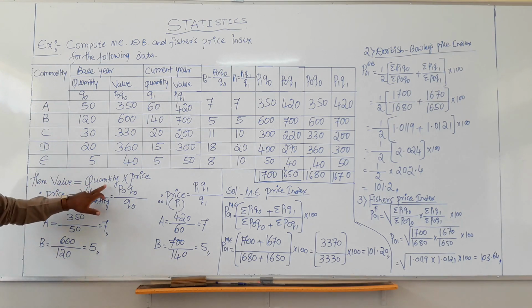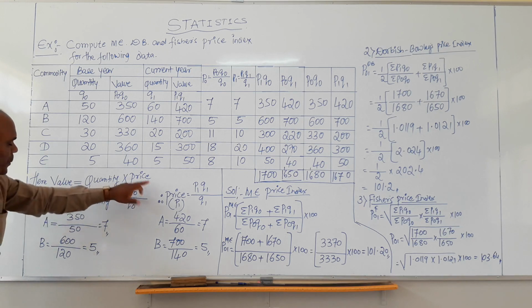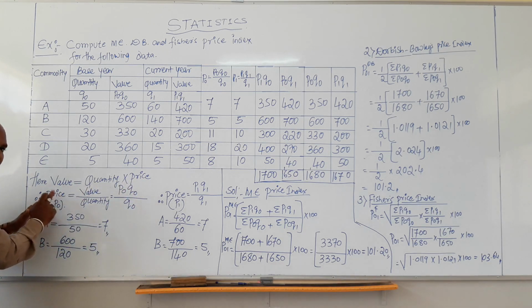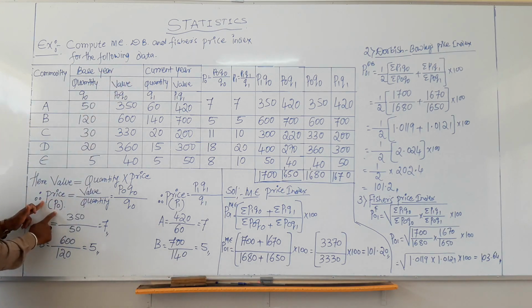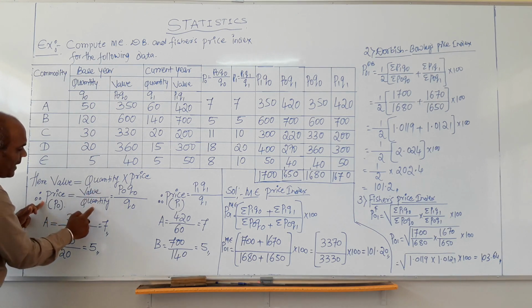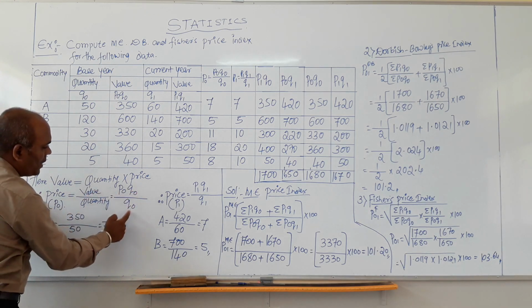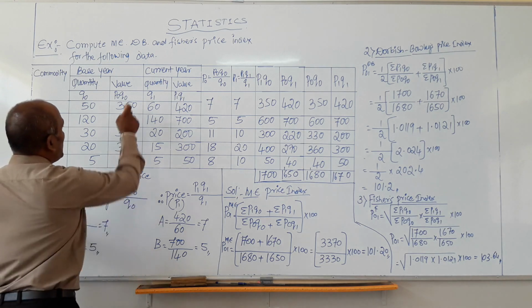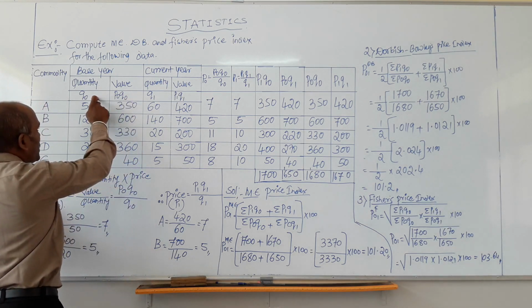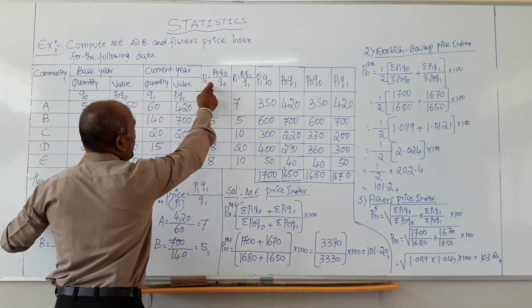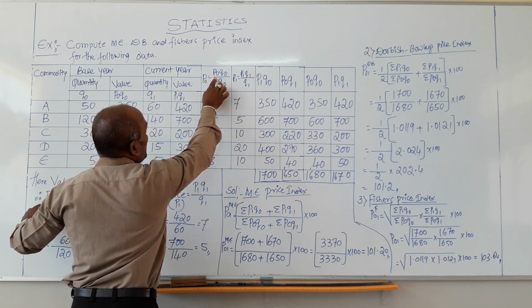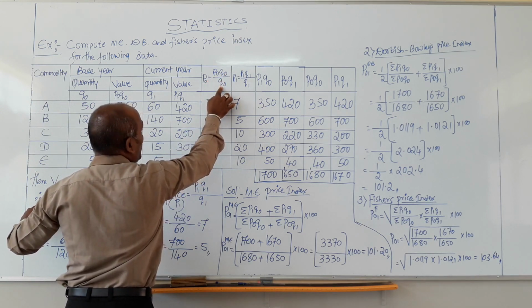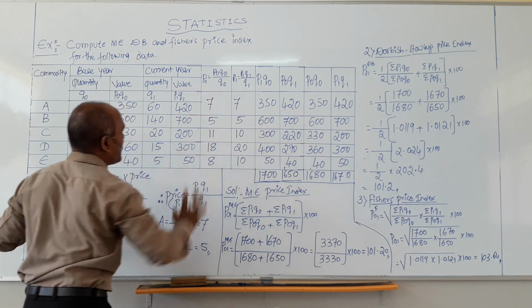Value is nothing but quantity into price. So we have to calculate the price of the base year. Price P0 is value divided by quantity, so P0 Q0 divided by Q0, then you will get the P0 value. I already mentioned in the column heading: P0 equals P0 Q0 divided by Q0. Then you will get P0 of the base year.